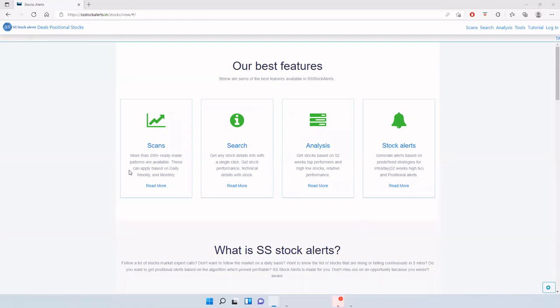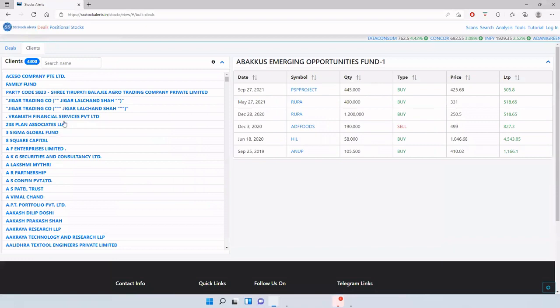In this video, we will talk about the deals feature. Deals are nothing but whenever a client or a mutual fund or a big player is buying more than 1% of any stock, those will be listed on the deals page. If you want to list out those deals, you can just click on the deals feature here. It will bring you to the deals page.